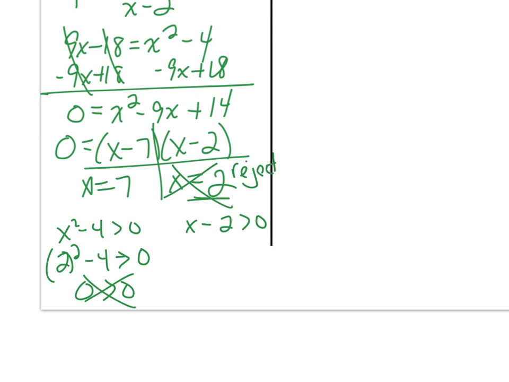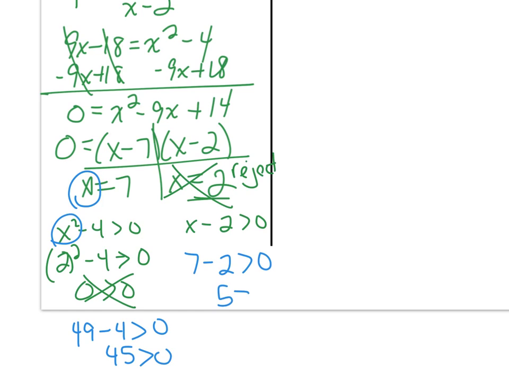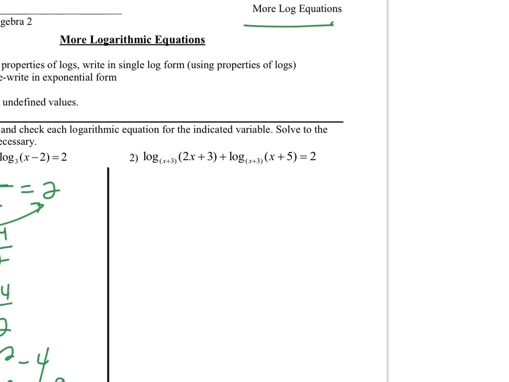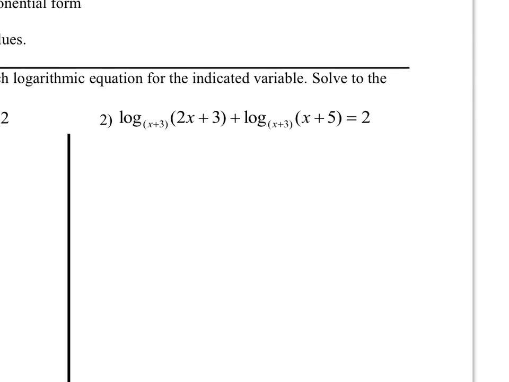Okay, so I rejected it, I don't have to check the 2 in this one, even though I can see it's also 0. But I should check 7, pretty straightforward. If I plug 7 in for x here, I get 49 minus 4, and 45 is definitely greater than 0. Also, I should try 7 here. 5 is greater than 0. Those both check. So 7 is our only answer, and 2 is rejected. This one over here looks nasty, but you know, they all do.